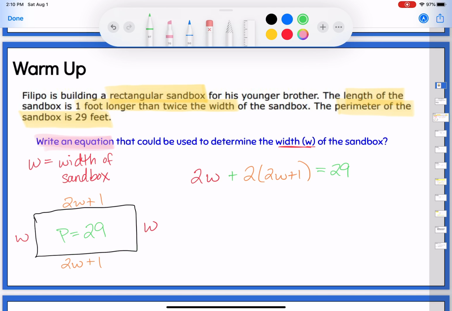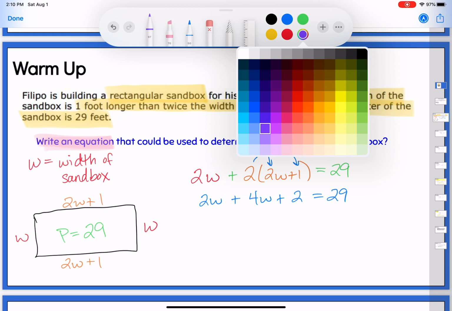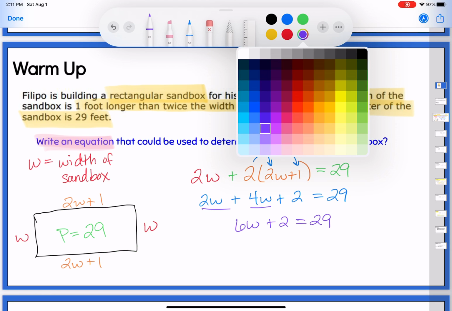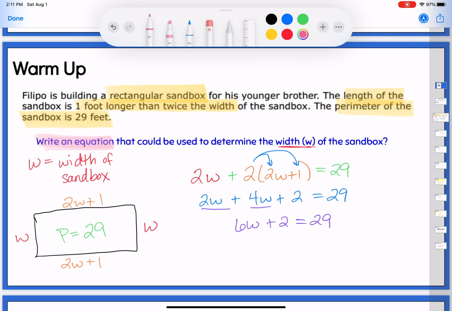I know you guys, though. You guys are overachievers just like I am. And you want to say, but what is the width and the length? Well, let's figure this out. 2W plus 4W plus 2 equals 29. All right. So that means I have 6W plus 2 equals 29. Remember, we're showing good work here. That's our proof when we don't have to write a formal proof.